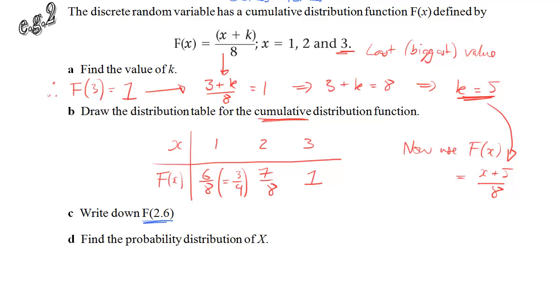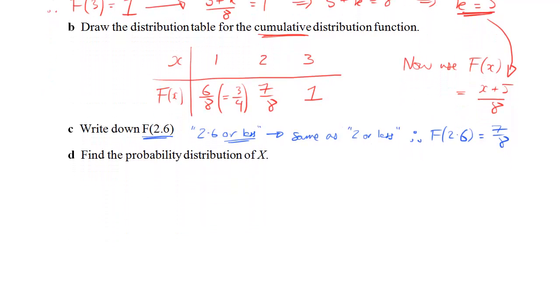Now, this one's interesting. You get a lot of these in exams. F of 2.6, well, that's the probability that it's 2.6 or less. 2.6 is a kind of random decimal somewhere between 2 and 3. We know it can't be anywhere between 2 and 3. So if it's less than 2.6, it could be 2 or 1. So this is really the same as saying f of 2. So we can just read it off from the table as 7/8.